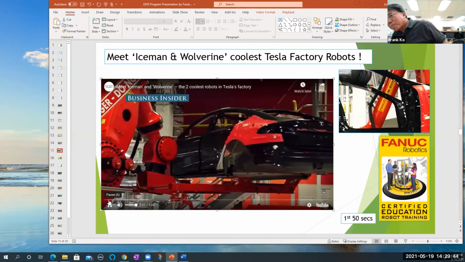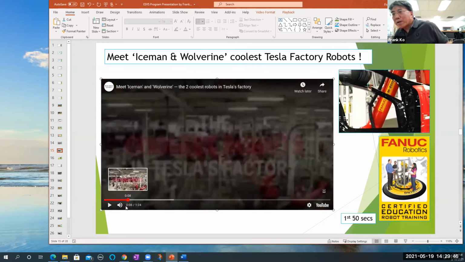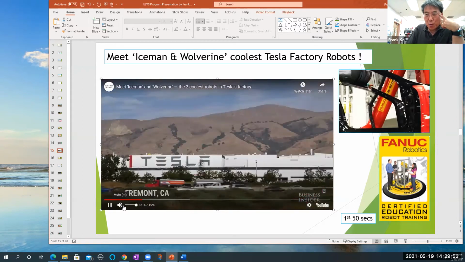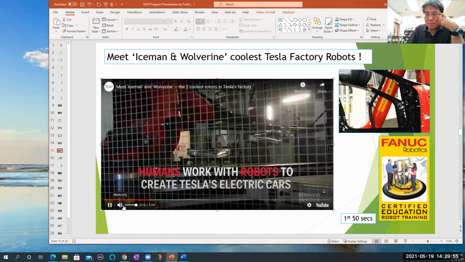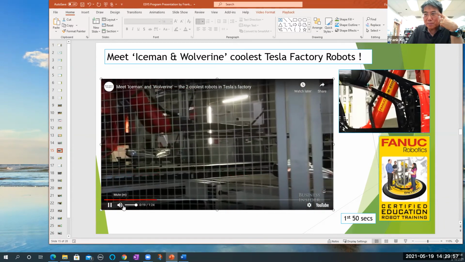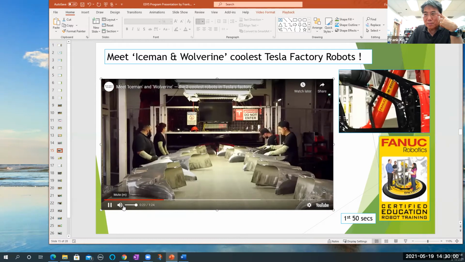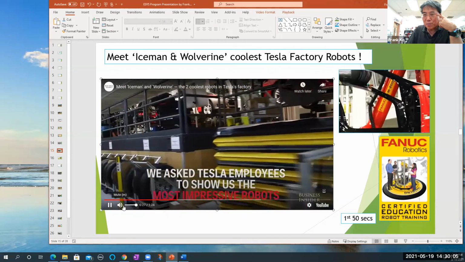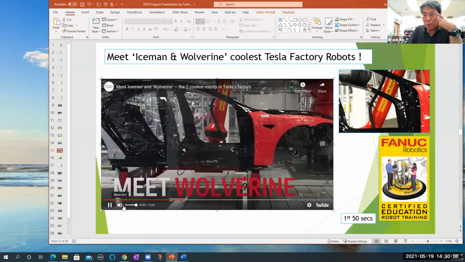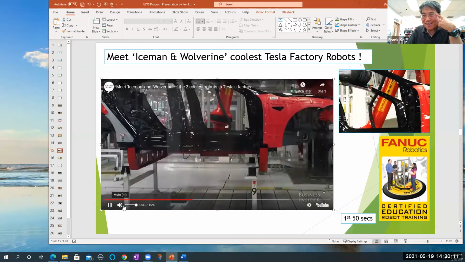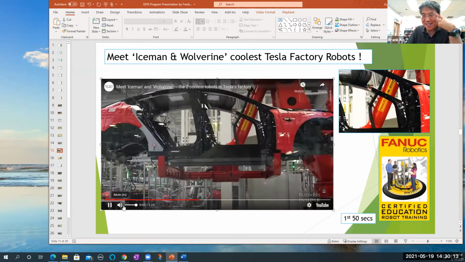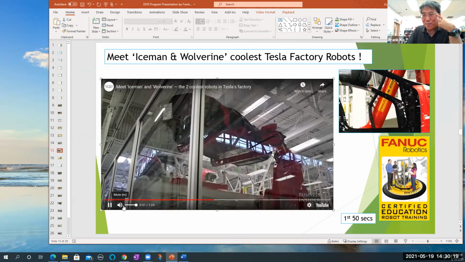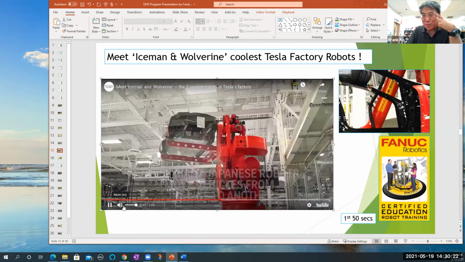Right to about here is the starting point. They have a name for their coolest robots, their most impressive robots. The Wolverine, the claws, and the Iceman, the giant arm that moves these Tesla chassis into place.